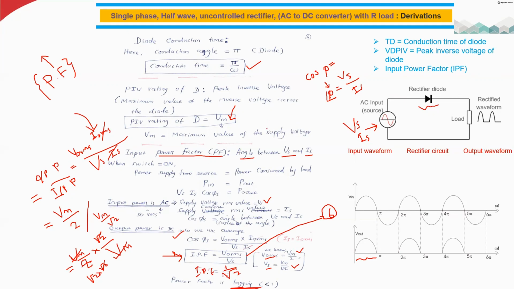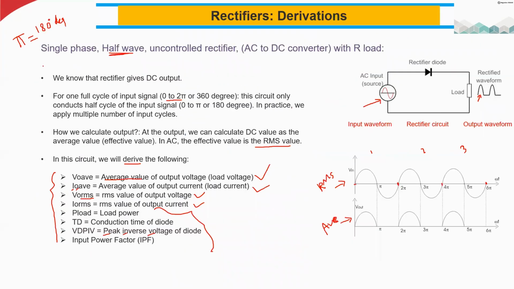So far I think we have finished this circuit. We know the conduction time, PIV value of the diode, and the input power factor. So far we have seen the single phase, half wave, uncontrolled rectifier with R load. We have derived formulas for the average value of the output voltage, output current, RMS value of the output voltage, output current, and the load power. These first 5 parameters are important. The diode conduction time, PIV, and input power factor are secondary parameters.